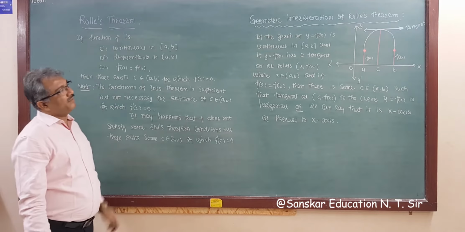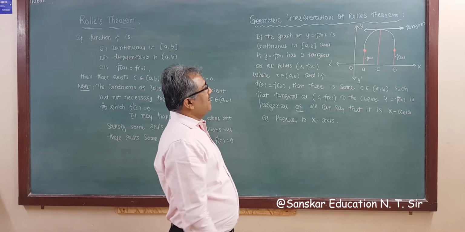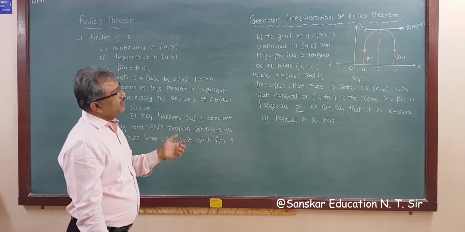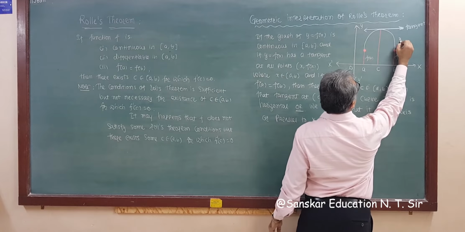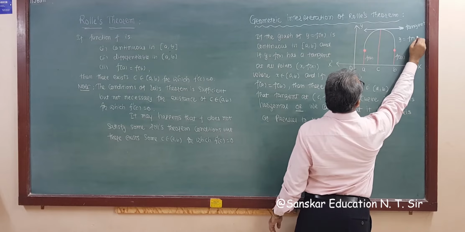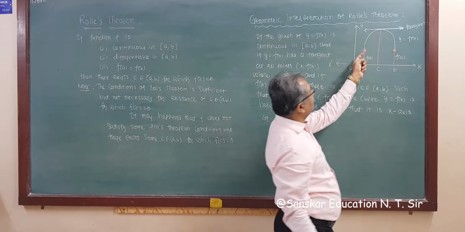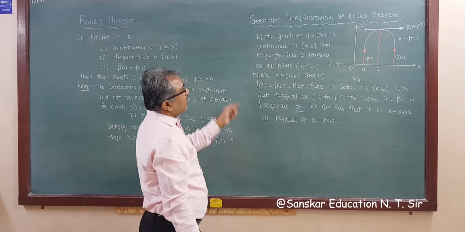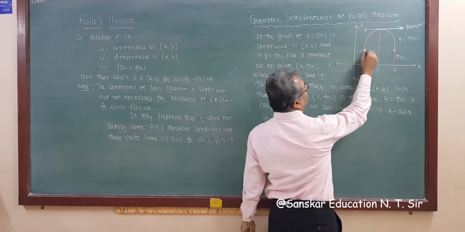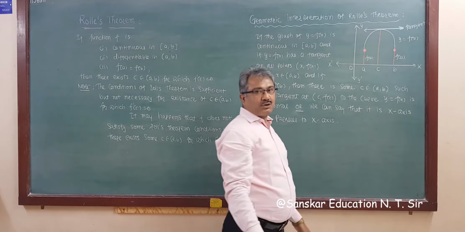Now the geometric interpretation of Rolle's theorem: what does Rolle's theorem say geometrically? Suppose you are given some function f of x. See, this is your y is equal to f of x function, right? The graph of y is equal to f of x is this, as shown in the figure. Continuous in AB, you are aware. See, this graph is a continuous graph. There is no break.